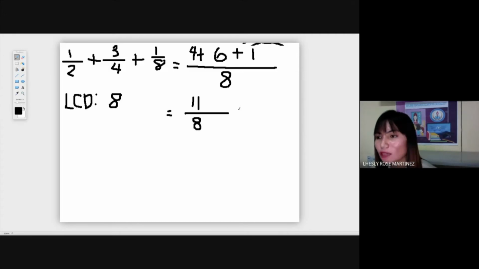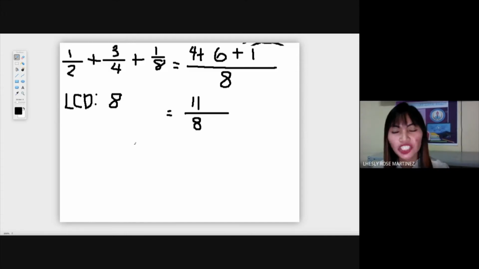Type your answer in the chat box. What kind of fraction? We reviewed that earlier. What kind of fraction has the numerator greater than the denominator? Okay, very good, Fuentes. So this is an improper fraction. So for us to reduce this fraction to lowest term, we need to change the improper fraction to a mixed number.